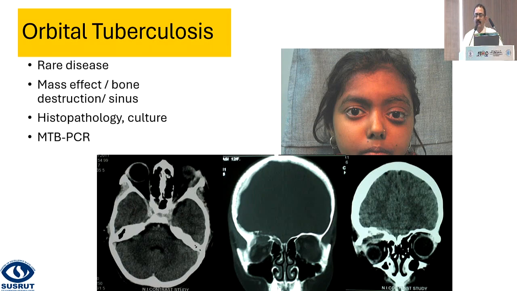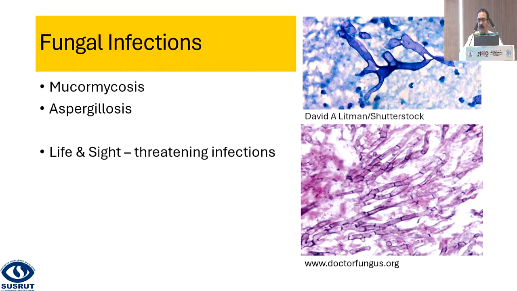Orbital tuberculosis is rare. This is just one patient where I had the experience of, we had actually diagnosed this as a possible tumor because there were no signs of inflammation. And there was a lot of bony abnormalities. You can see all these cavities that have happened. And then, of course, biopsy showed caseation. And this patient was treated for tuberculosis.